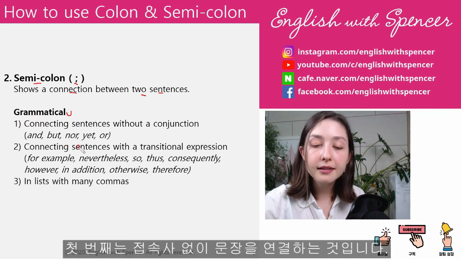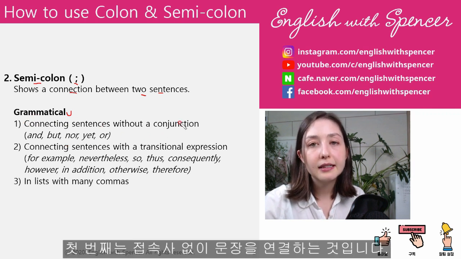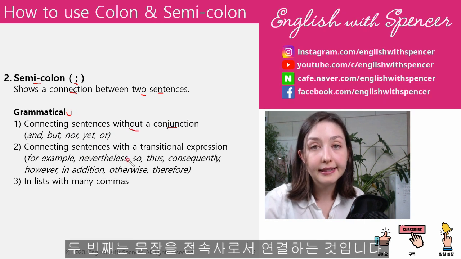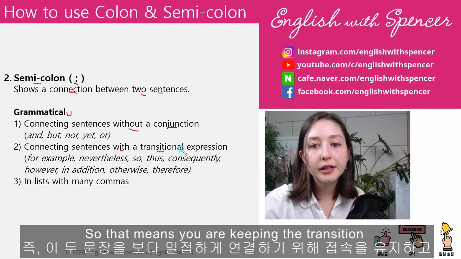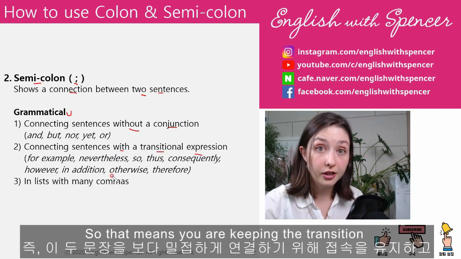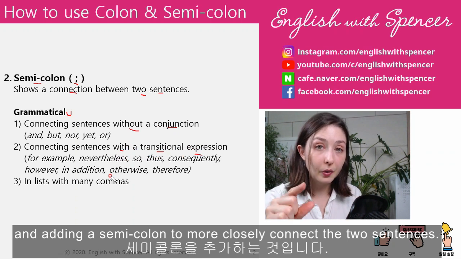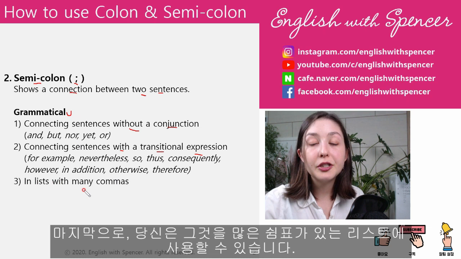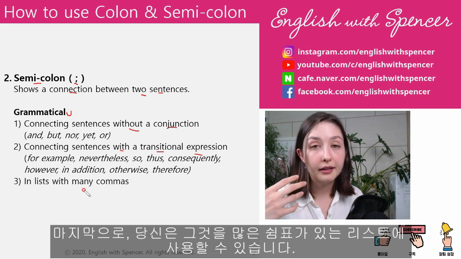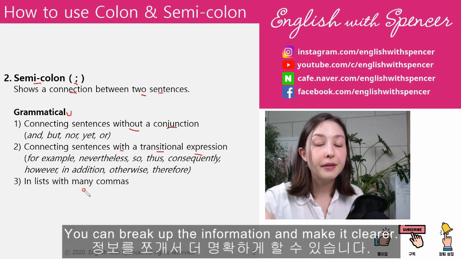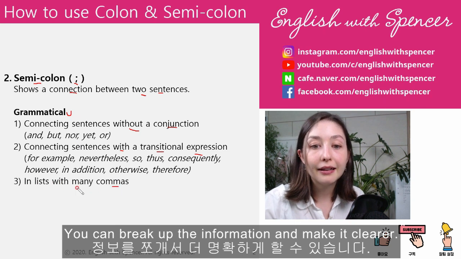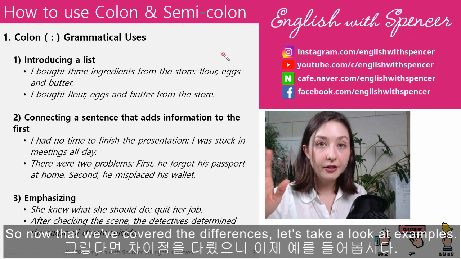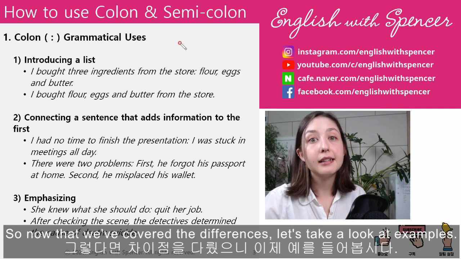There are three ways. The first is connecting sentences without a conjunction. The second is connecting sentences with a transitional expression. So that means you are keeping this transition and you are adding a semicolon to more closely connect the two sentences. Lastly, you might use it in a list with many commas. You can break up the information and make it clearer. So now that we've covered the differences, let's take a look at examples.